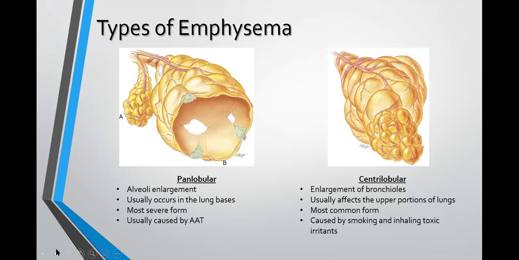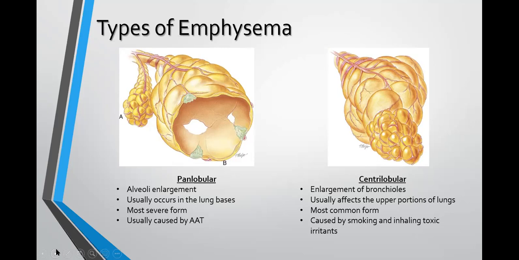Okay. The second type is centrilobar. Centrilobar emphysema is enlargement of the bronchioles. Okay. And that usually affects the upper portion of the lungs. That's the most common form, centrilobar. That's the most common one, right? And it's caused by smoking or inhaling toxic irritants. So people who get emphysema from smoking, they get the centrilobar type, okay? People who get emphysema from birth get the panlobar type.